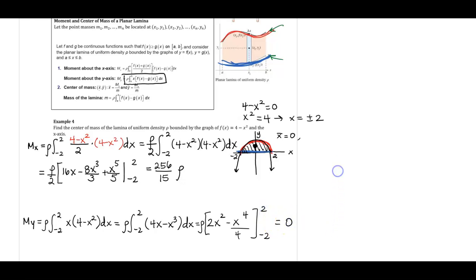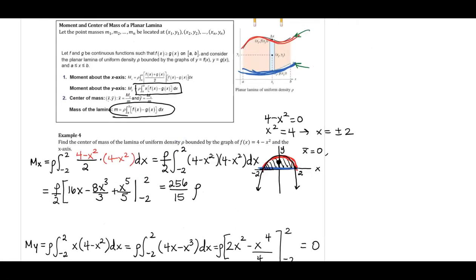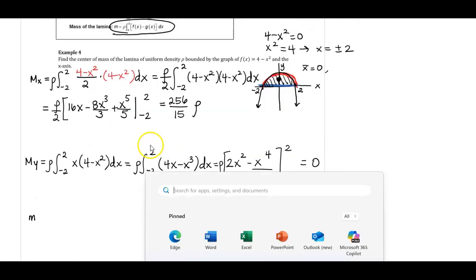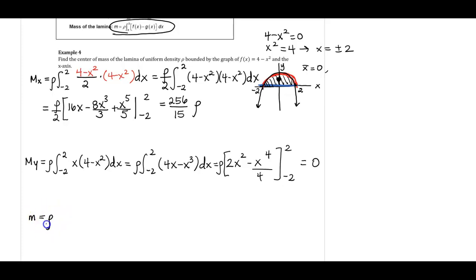Now that we have the moment about the x-axis and the moment about the y-axis, the last thing we need to calculate is the mass of the lamina, which is equal to rho times the integral from -2 to 2 of f minus g. And f is 4 minus x squared, and we do not need to subtract g because it's simply 0.